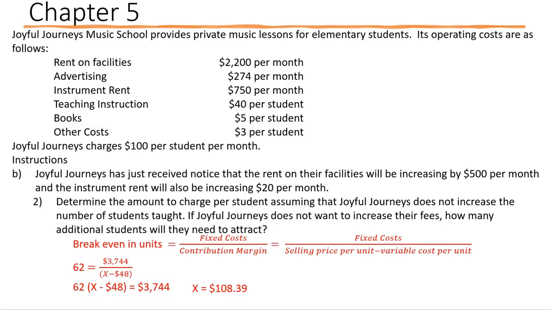So this is an example of taking what we learned and then applying it to a real business, to things that they may incur as they go about running their business. They could have rent go up, some other costs change, and then they have to determine, do we increase cost to offset it, or do we increase the number of sales units, in this case the number of students taught, to offset that increased cost.